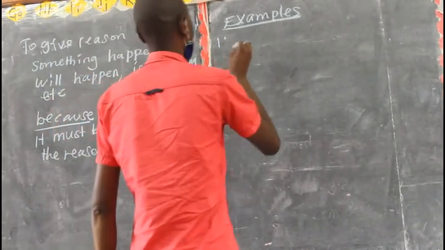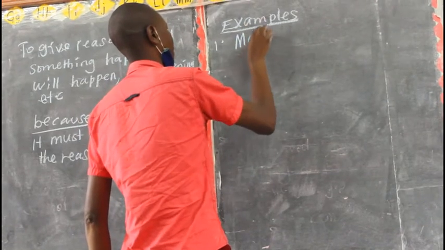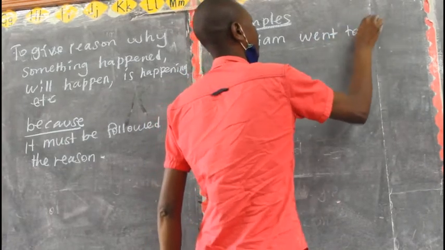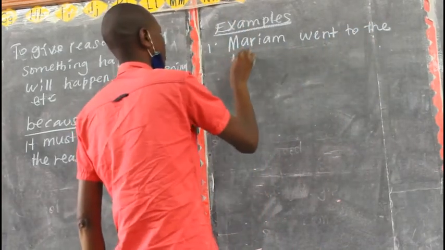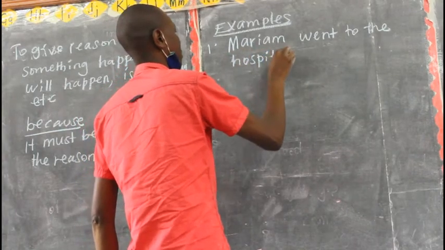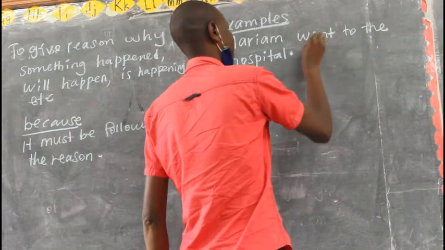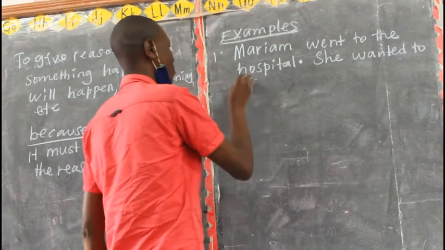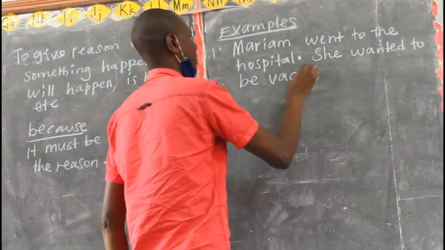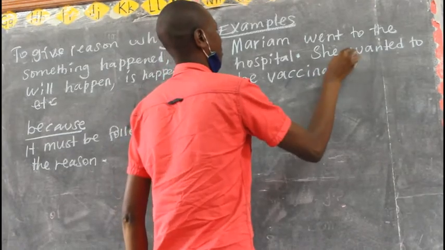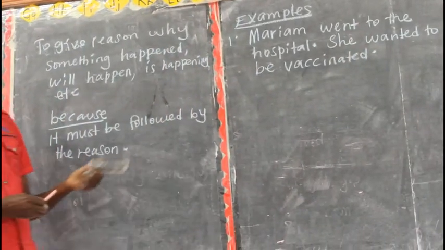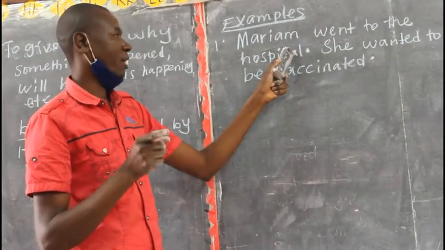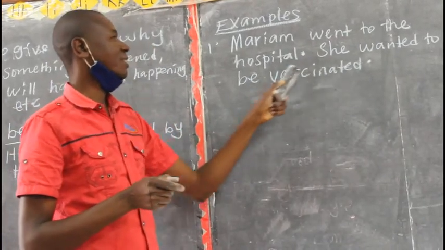Number 1, we can say, Maria went to the hospital. Full stop. She wanted to be vaccinated. So we have 2 separate sentences here. Mariam went to the hospital. That is sentence number 1. Number 2, she wanted to be vaccinated.